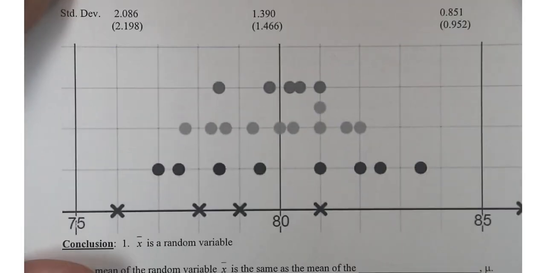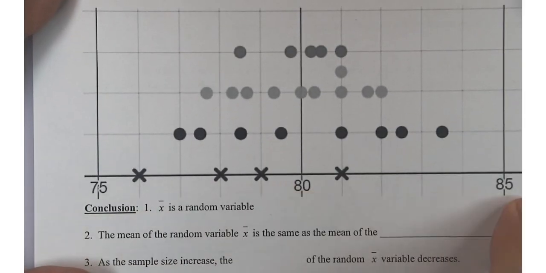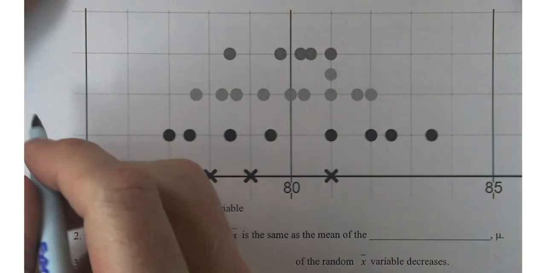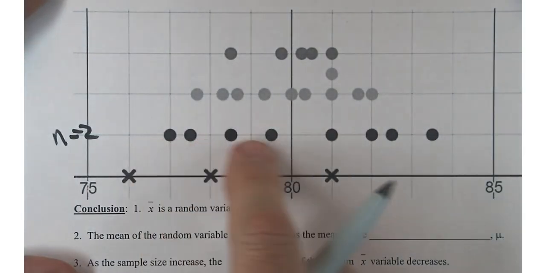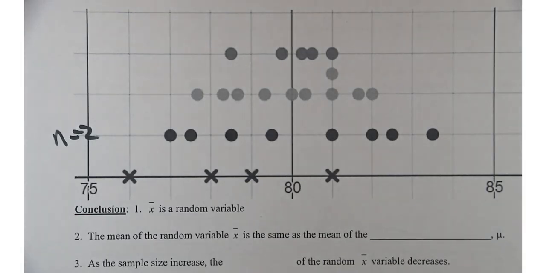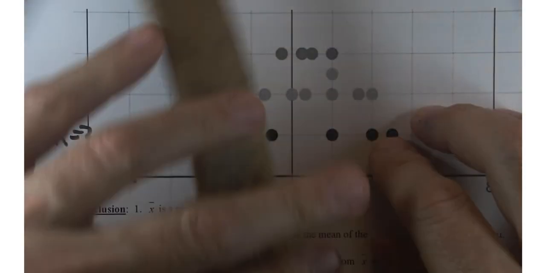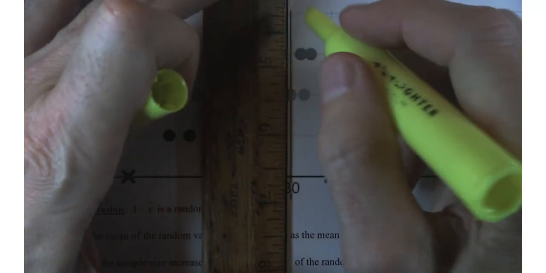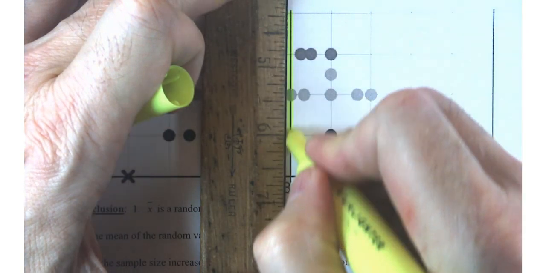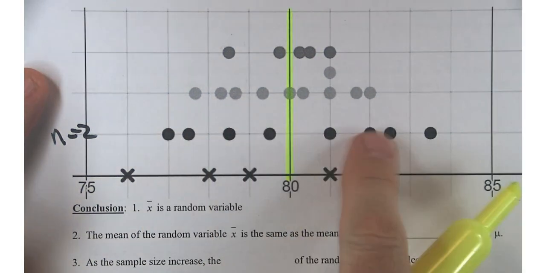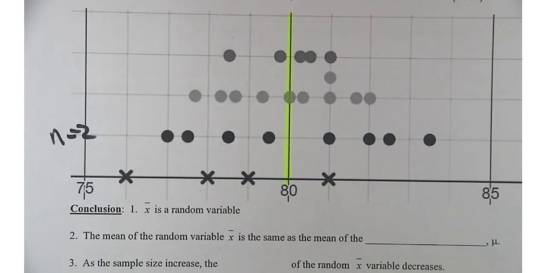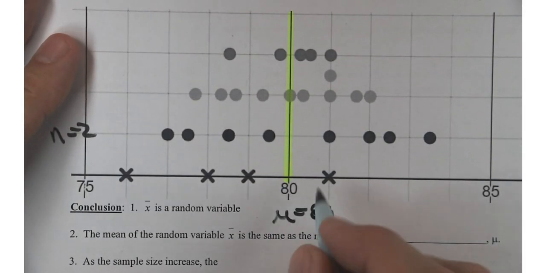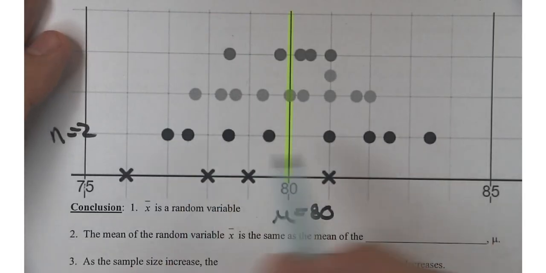And let's watch what's happening. Here's my original population. When I take samples of size 2, I get all these different estimates of my population mean. I don't know what the population mean is, typically, but all these different points are trying to estimate the population mean, which is our mu. Mu equals 80. So there's some that are close, some that aren't so good.